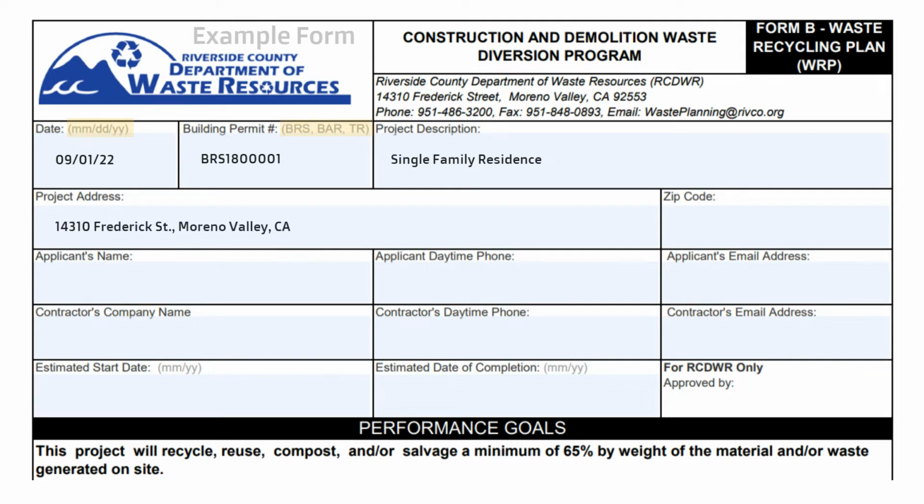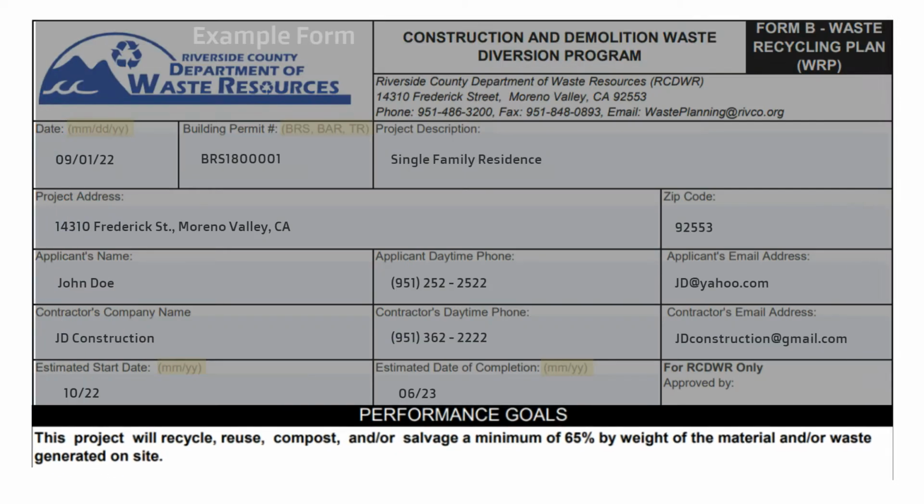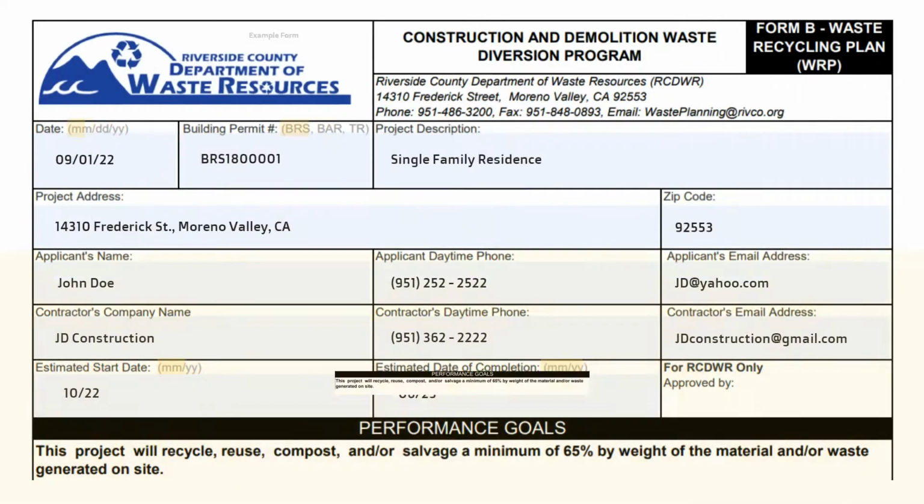Please provide the project site address and include the zip code in the entry to the right. Provide the applicant and contractor's name and contact information. Lastly, please provide the estimated start and end date of the project, include the month and year. Please read and acknowledge the performance goals. Applicants are required to divert a minimum of 65% of C&D material from the total waste generated on site.